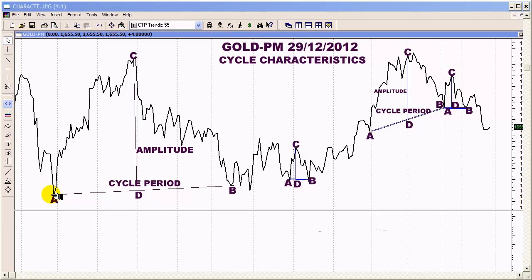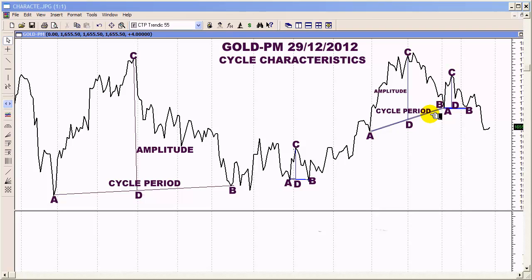So here we are. The cycle goes from a low point here, A, to a peak at C, and coming back to B, and this is the cycle period. And you have cycles of different period lengths. This is a long period cycle. Here's a short period cycle from A to B. Here's a medium period length cycle, and here another short period length. So you can see clearly that the gold price in its daily movement has cycles of different period lengths.